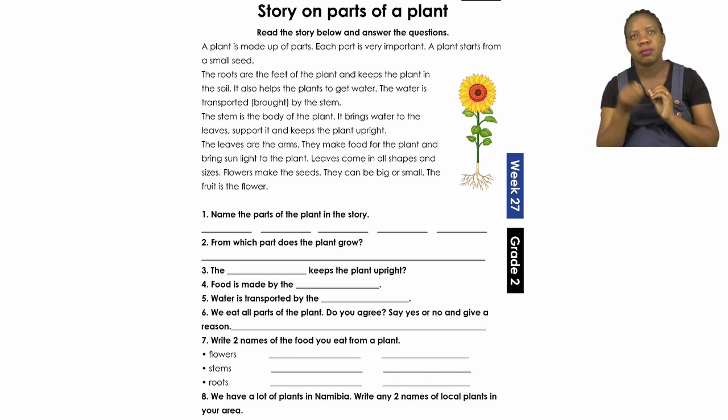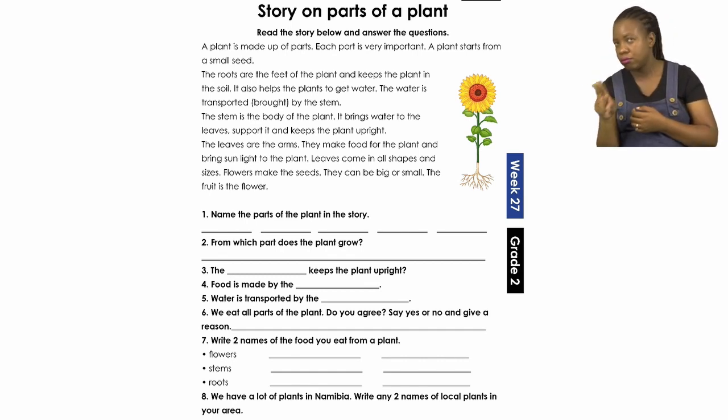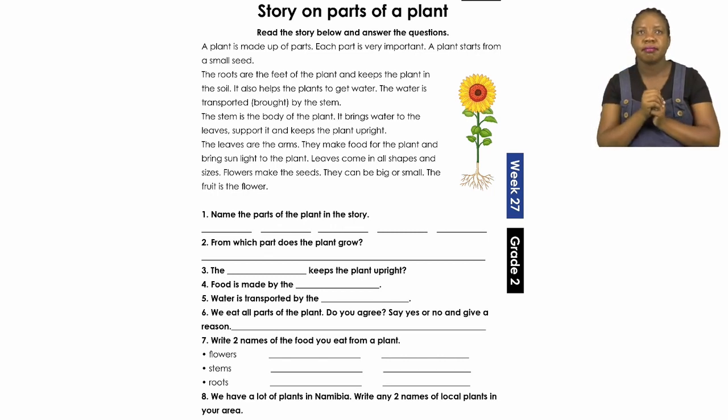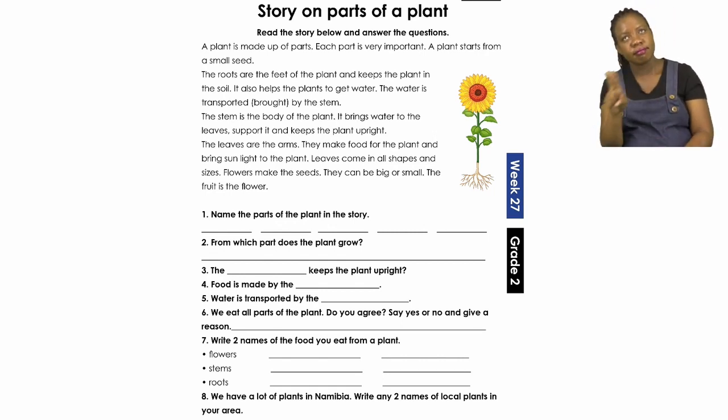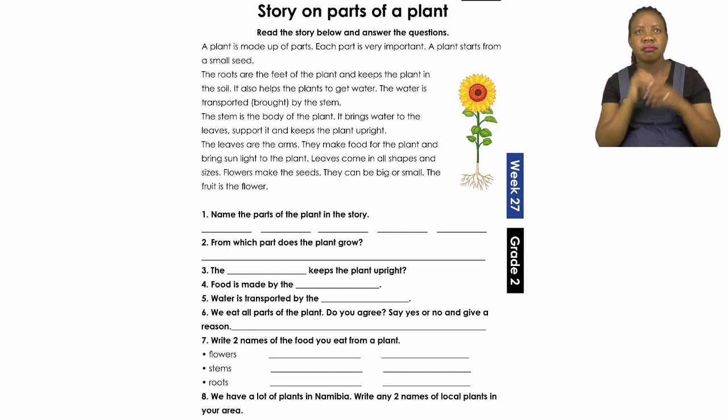Number 6 says, we eat all parts of the plant. Do you agree? Say yes or no and give a reason. For number 7, they are asking you to write 2 names of the food you eat from a plant.